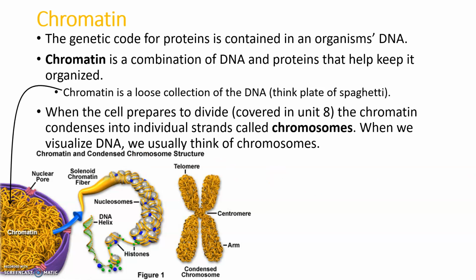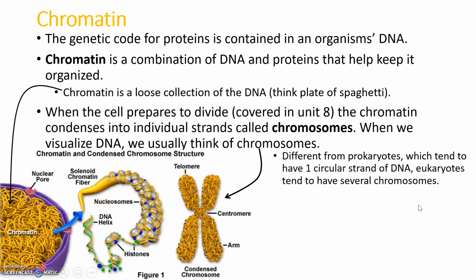It's only when the cell is preparing to divide, and we'll discuss that later in the year, that the chromatin condenses into these individual strands we call chromosomes. So here's a chromosome on the right of the image. And this is usually what we think of when we think of DNA, as a chromosome. But generally, DNA is not in its chromosome form. Again, it's only around the time of cell division that this occurs. Usually, DNA is just a loose bowl full of spaghetti.